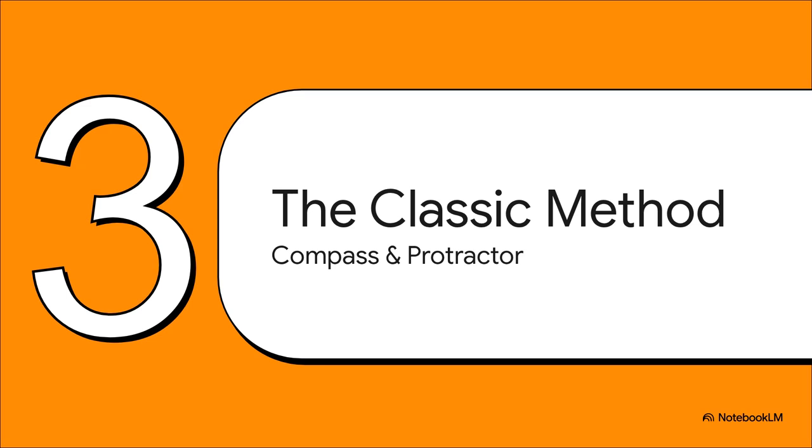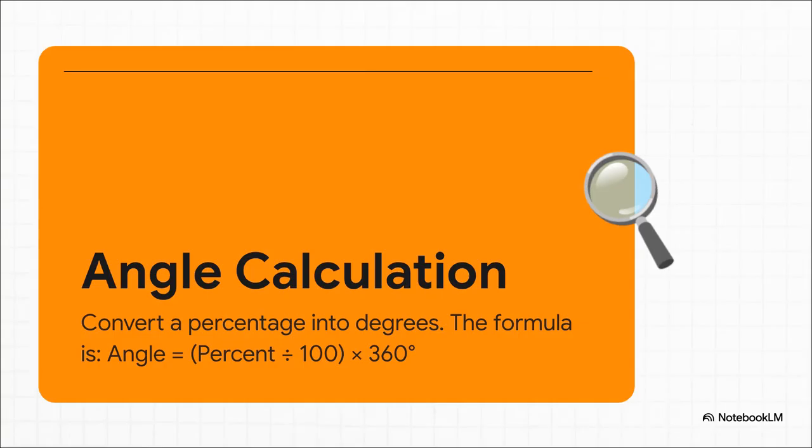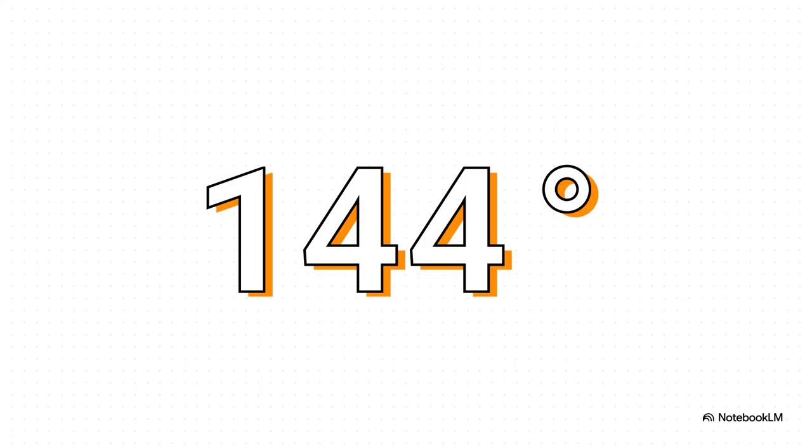All right, let's roll up our sleeves and start with the classic method, using just a compass and a protractor. Honestly, doing it by hand like this is the absolute best way to understand what's really going on inside a pie chart. So, here's the secret sauce. The most important step is turning your percentages into angles. You know a circle has 360 degrees, right? So to figure out how big your slice should be, you just need to find its share of those 360 degrees. And the formula is super simple. Just take your percentage, turn it into a decimal, and multiply it by 360. That's it.